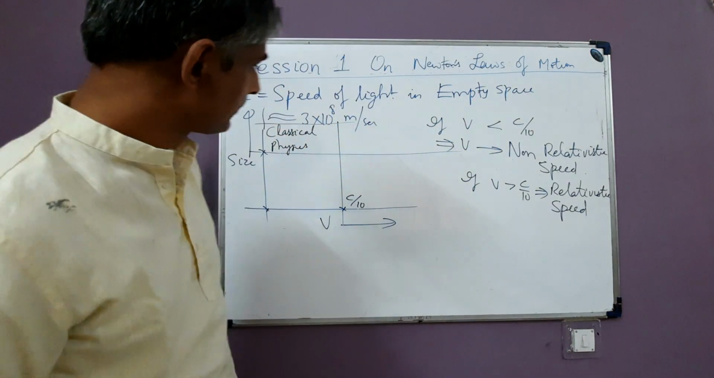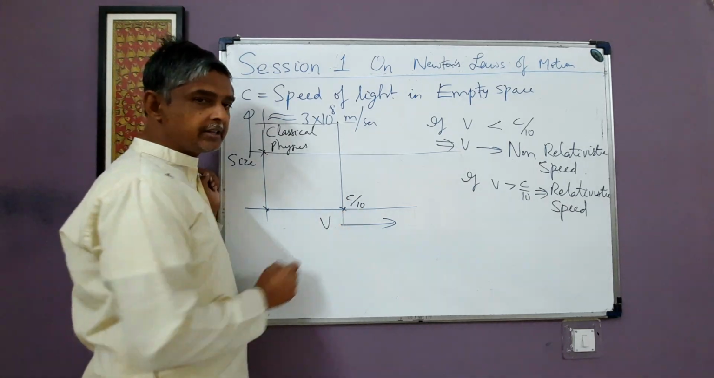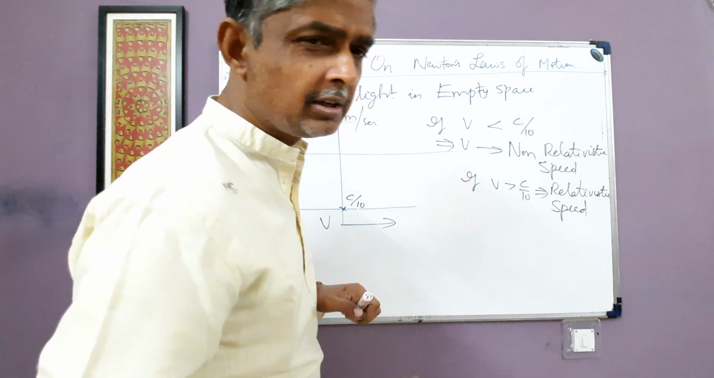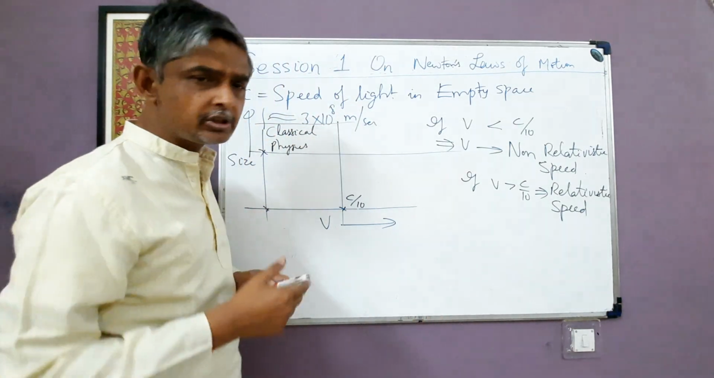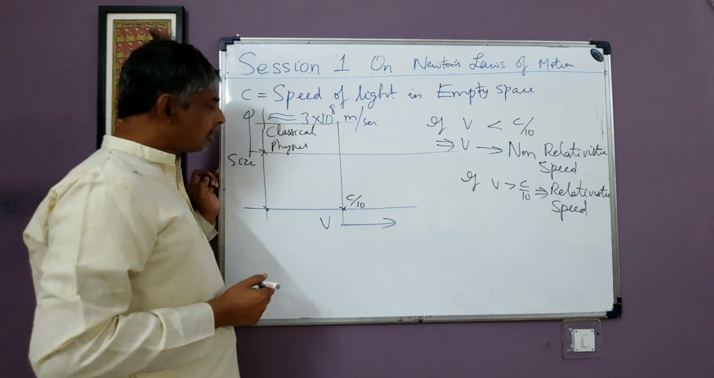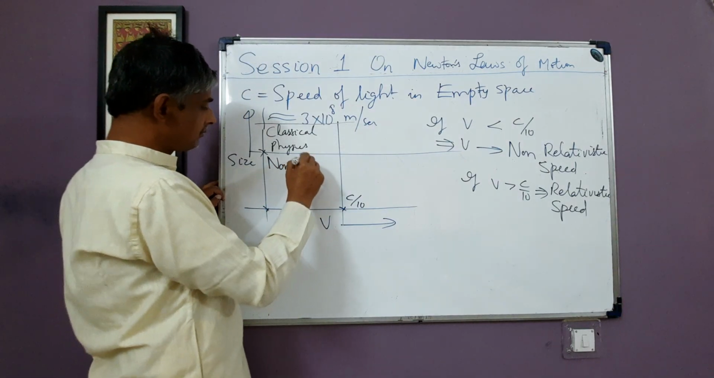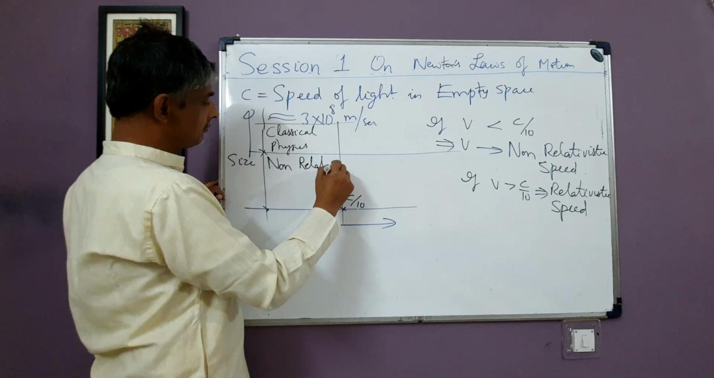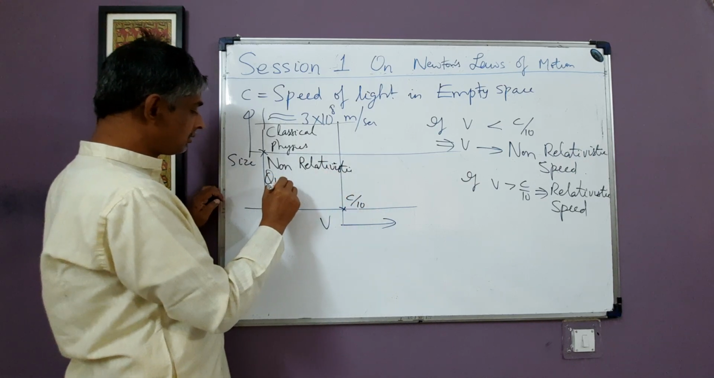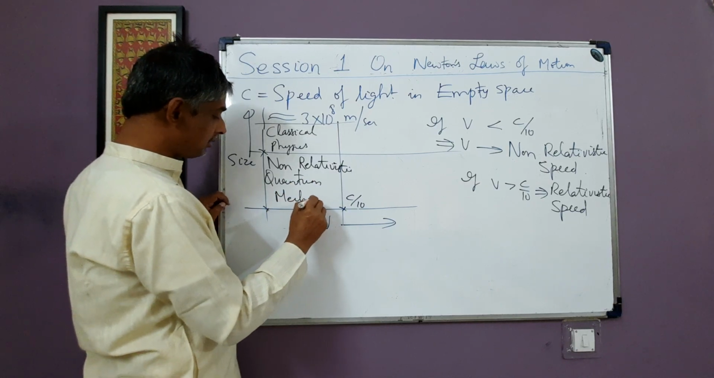One more thing: if the speed V of the moving body is less than C by 10 and the size is small compared to ordinary moving bodies, that is, of atomic dimensions, then this mechanics is called non-relativistic quantum mechanics.